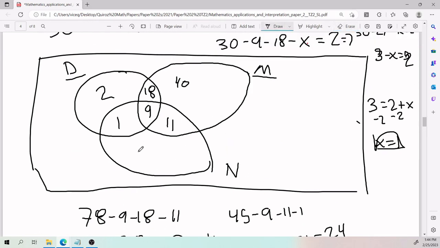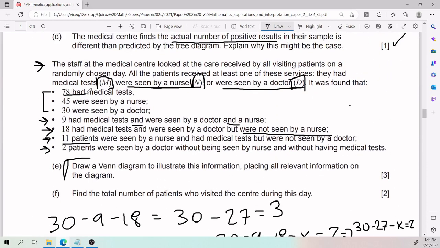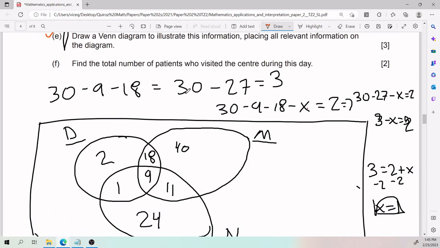And that, ladies and gentlemen, is the Venn diagram that we're going for. And so again, the biggest mistake most people make is assuming that 78 have medical tests is medical tests only. You cannot assume that unless it says it. If it doesn't say it, you need to go subtracting from that 78, given the other information that they give us, and you kind of work from there. That's also why the IB trickily puts this first, to try to make you fall into that trap. So be very careful. That is for part E. We drew the Venn diagram, there it is.